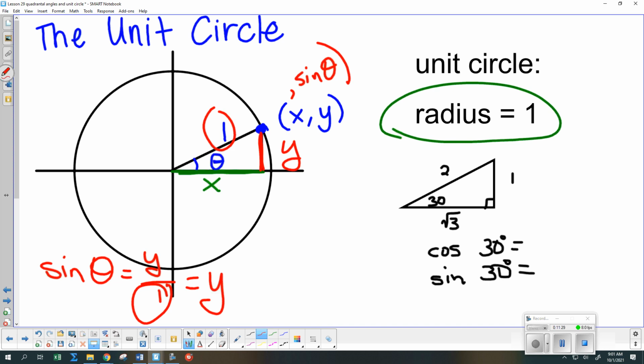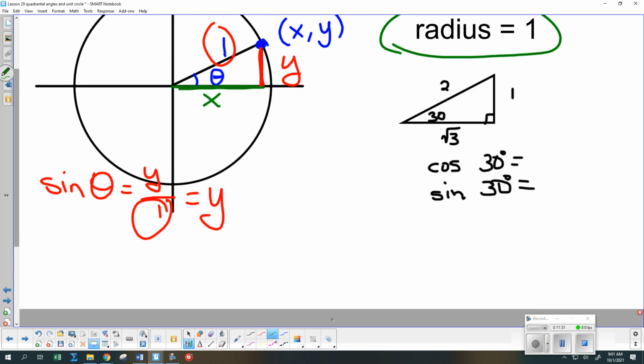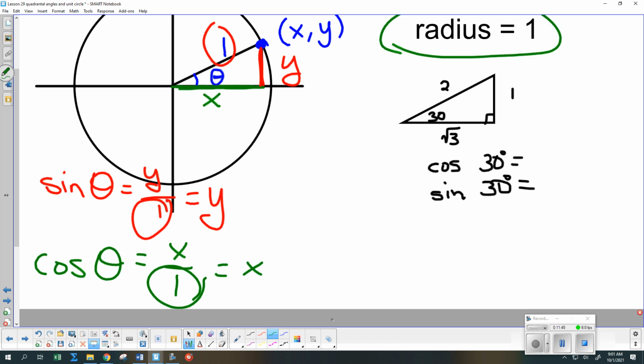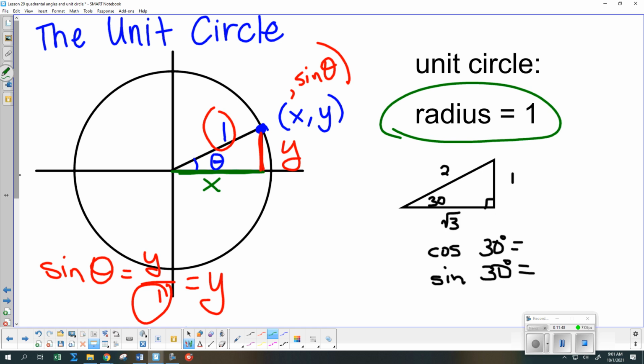And if I wanted to do the cosine of theta, that's going to be my adjacent over my hypotenuse. If the radius is 1, that means x over 1, which is just x. So as long as I'm talking about a unit circle with radius 1, x is the cosine of the angle. So the first coordinate is the cosine of the angle. The second coordinate is the sine of the angle.